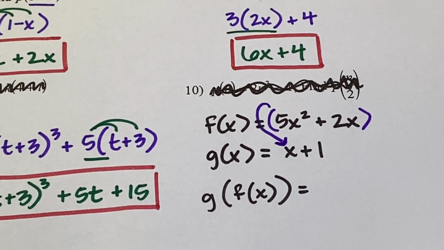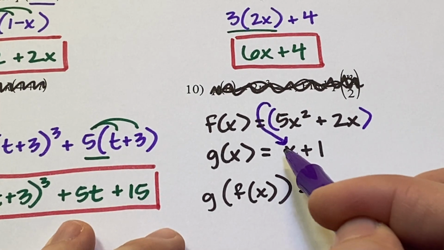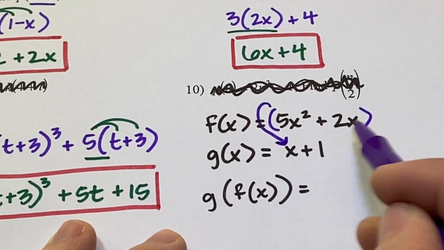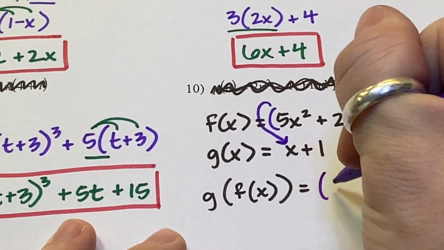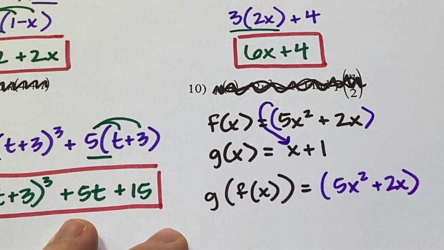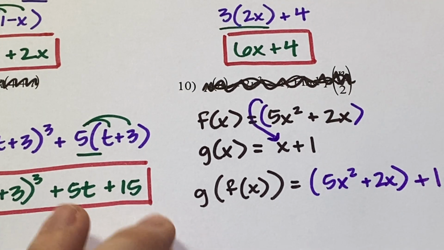You notice you're still doing the same thing, taking something and plugging it in. It's just getting a lot more complicated, right? Welcome to junior and senior year of math. So here's what it's going to look like. My g of x is x plus 1, but instead of x, we replace it with our whole function. 5x squared plus 2x now replaces my x, and a plus 1 on the end.